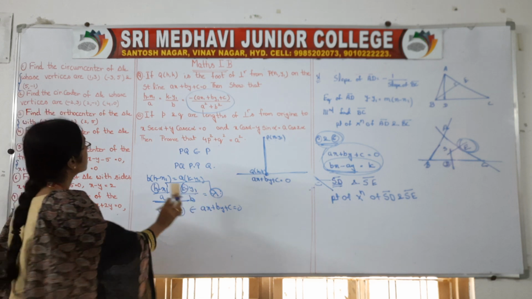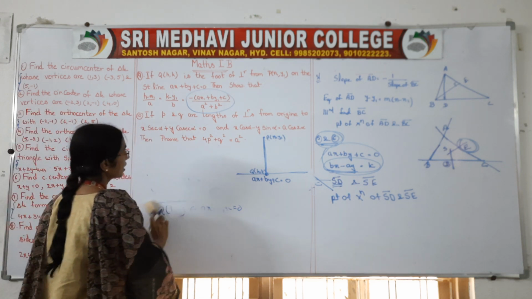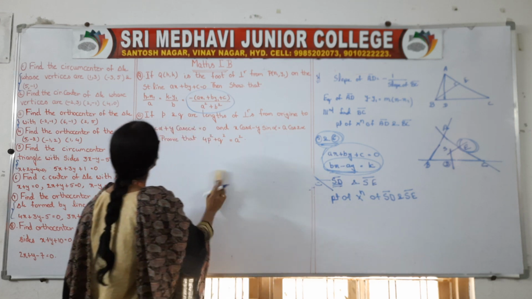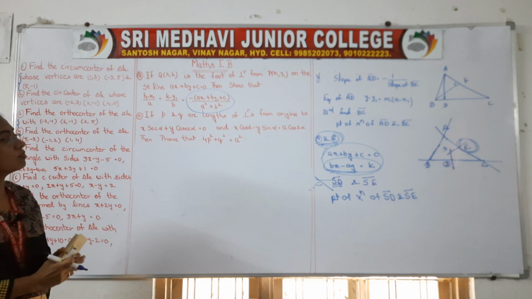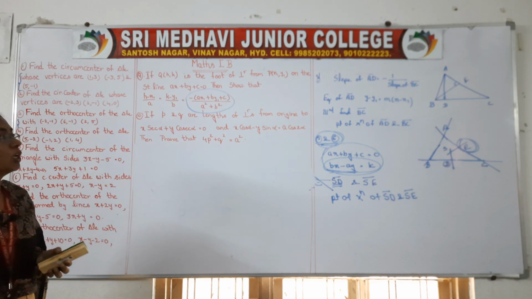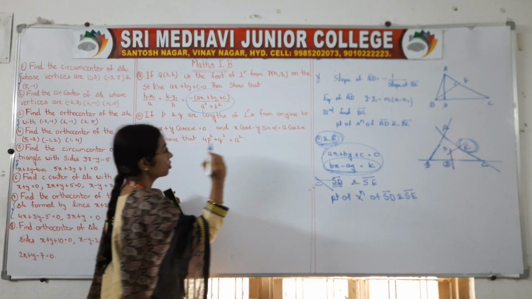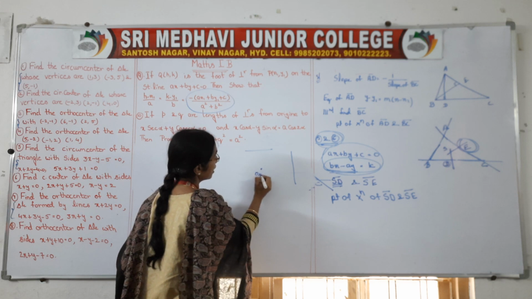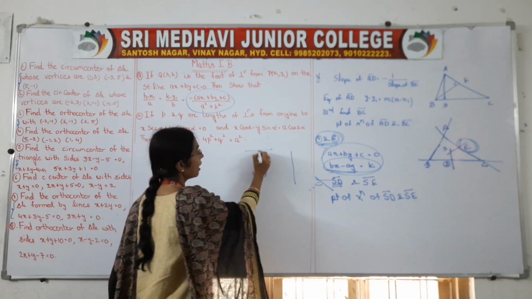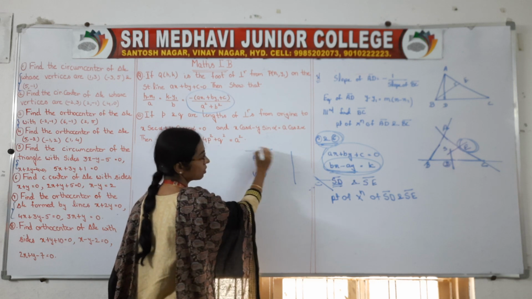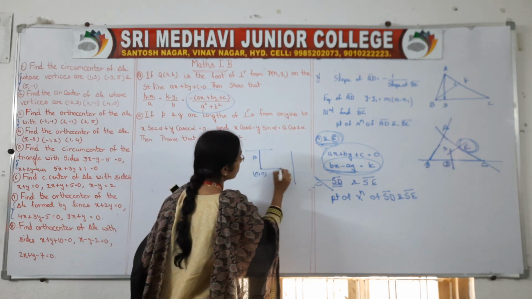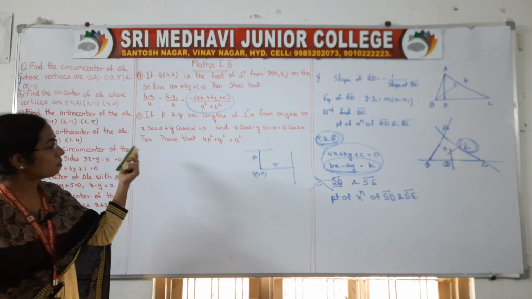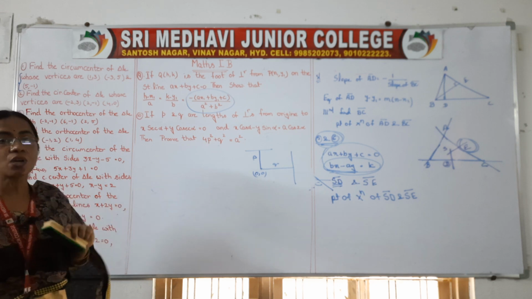So that is our 9th question. Come to the 10th question. Observe carefully. If p and q are the lengths of the perpendiculars from the origin to two lines, suppose the two lines are like this, and the origin is here, (0, 0). The length of the perpendicular from the origin to the first line is p, and to the second line is q. Then prove that 4p² + q² = a².